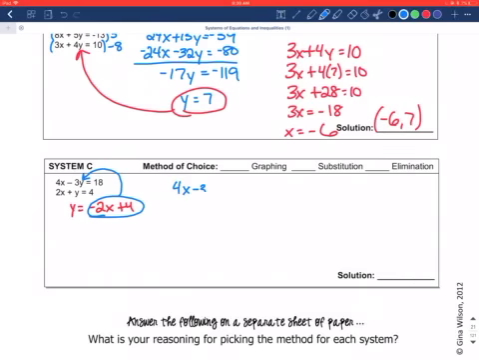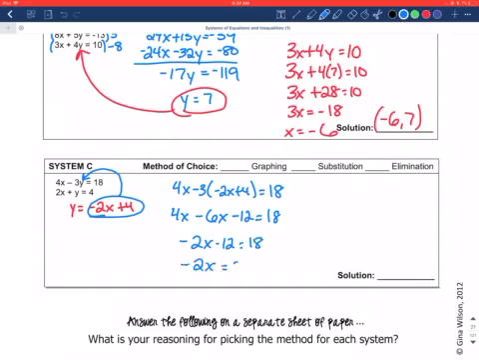So we will have 4x minus 3 times negative 2x plus 4 equals 18. We're going to distribute that negative 3, negative 2x minus 12 equals 18. We will add that 12. And x will equal negative 15.